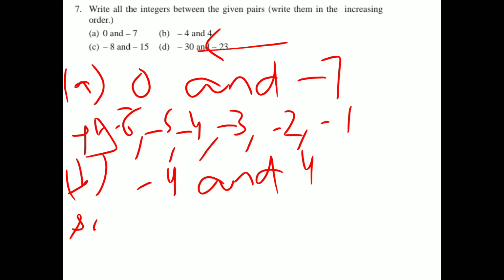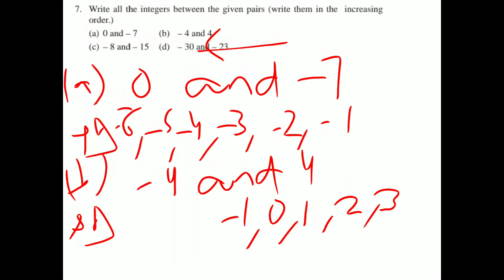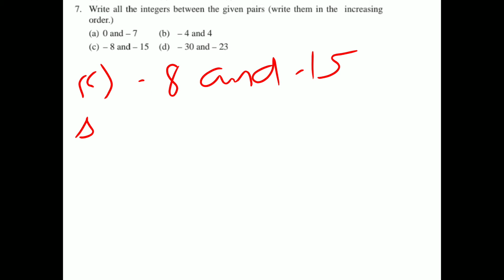In B part, minus 4 and 4. Clear? We will start from 4. If we start, we go to the back side. So 3 comes, then 2, then 1, then 0, then minus 1, then minus 2, then minus 3. Clear? Now we will start from the biggest number, from minus 8 and minus 15. Which one is biggest? Minus 8.